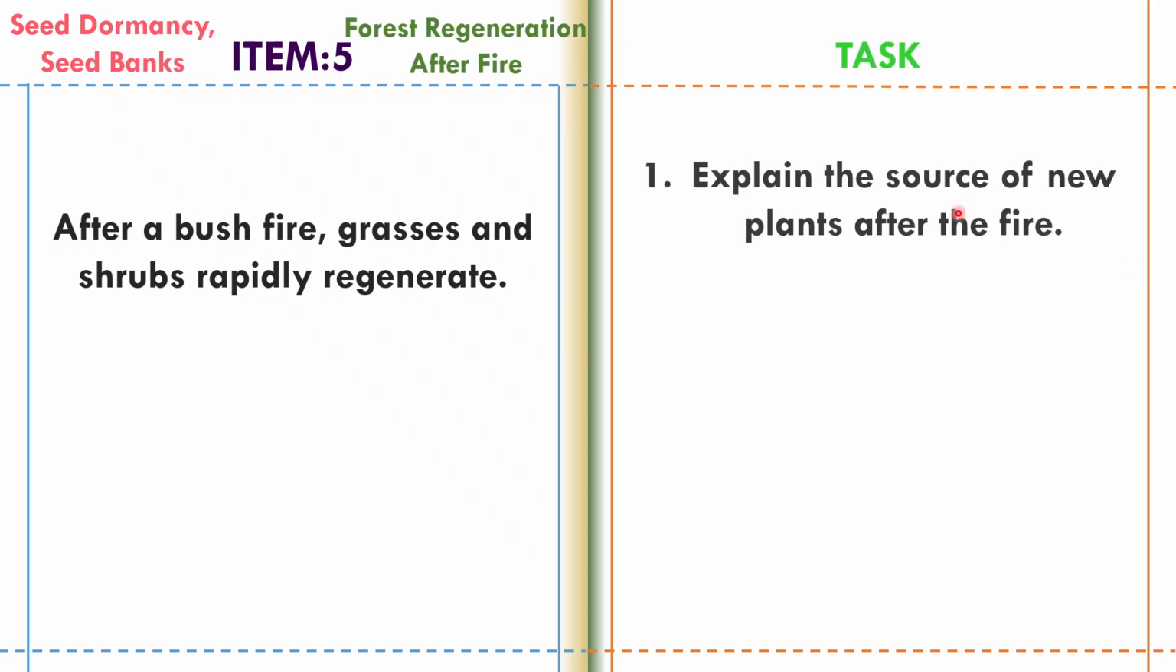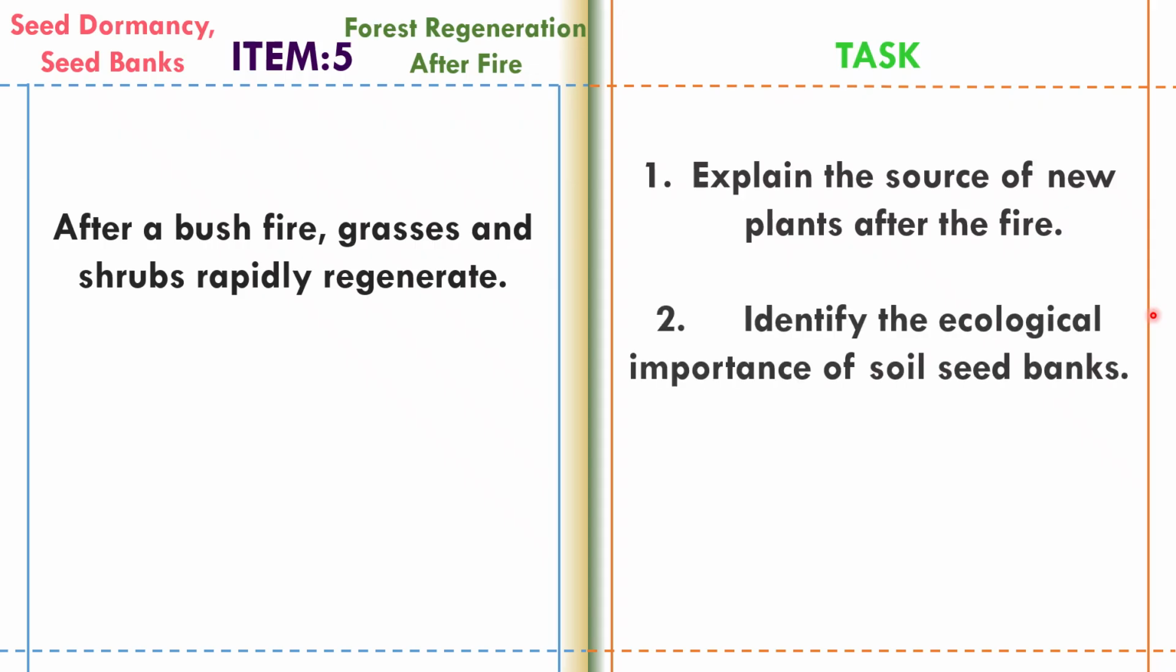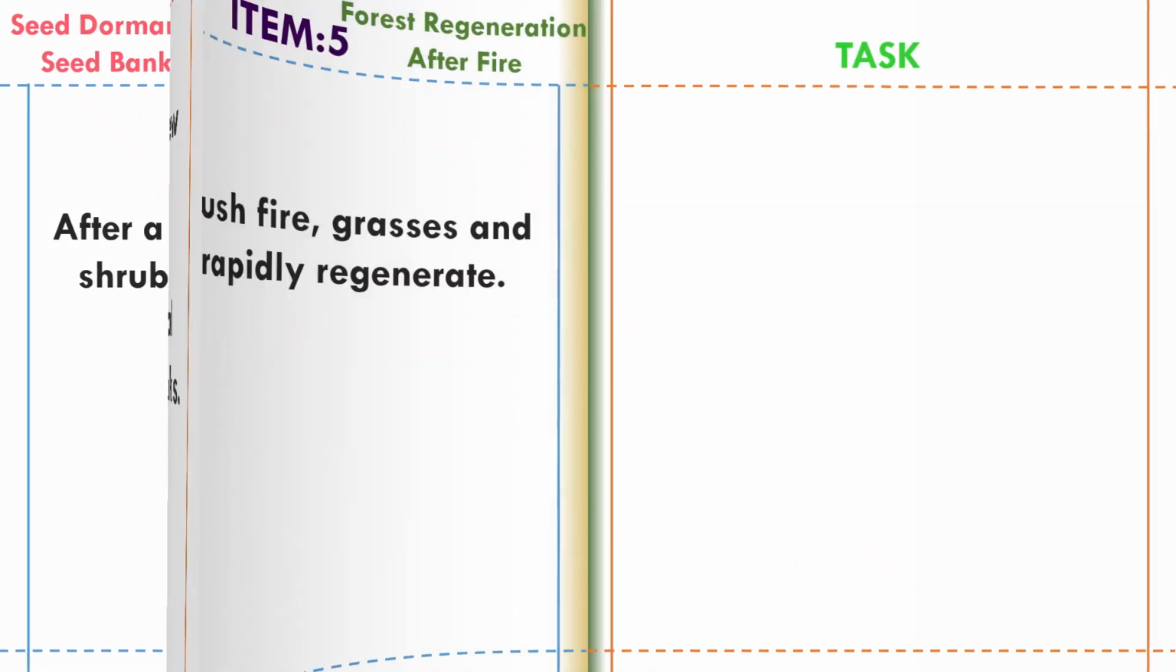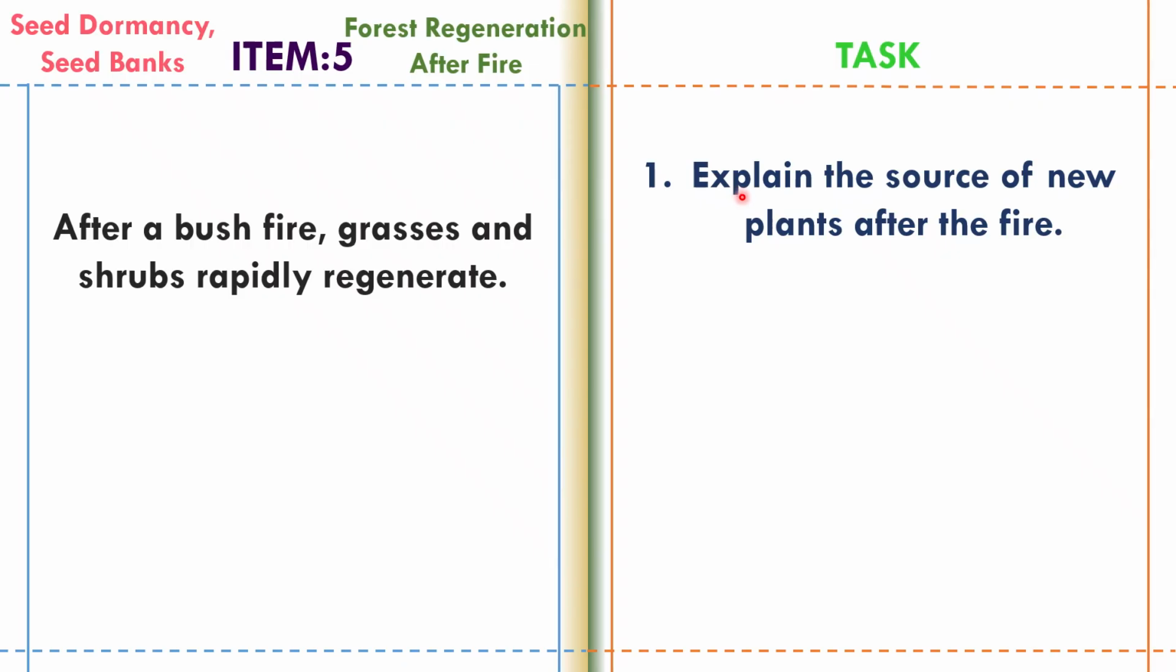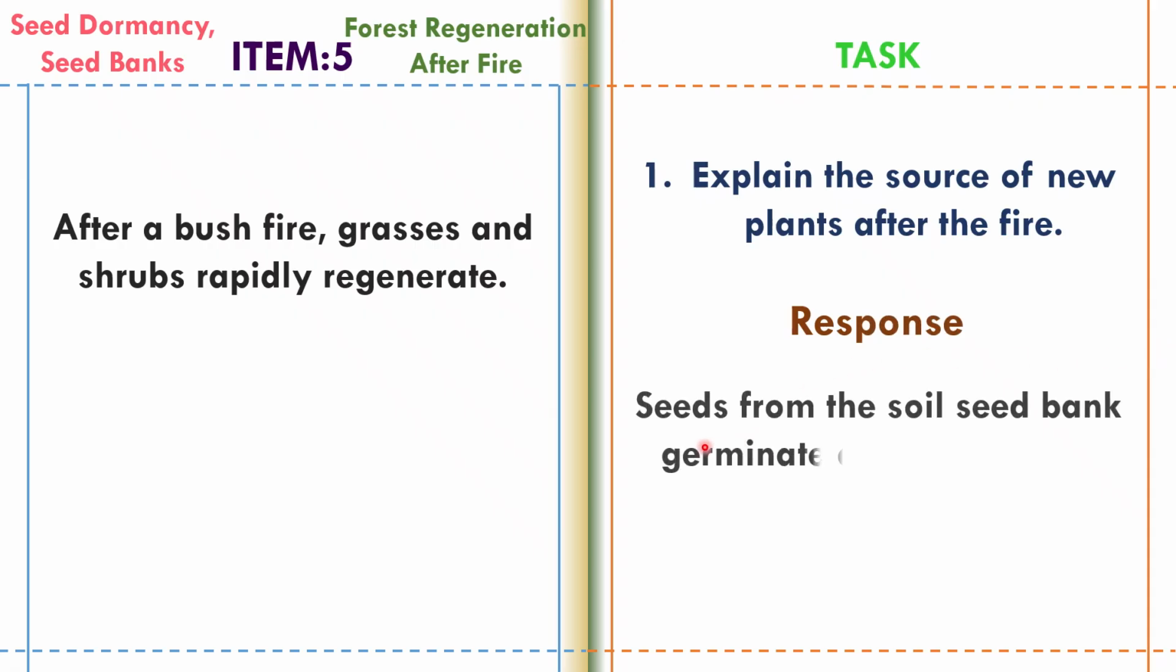Task: explain the source of new plants after the fire. Identify the ecological importance of soil seed banks. Let's start with explain the source of new plants after the fire. Seeds from the soil seed banks germinate after fire breaks dormancy.